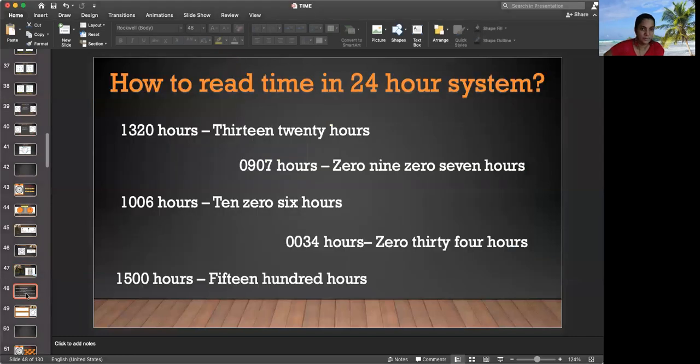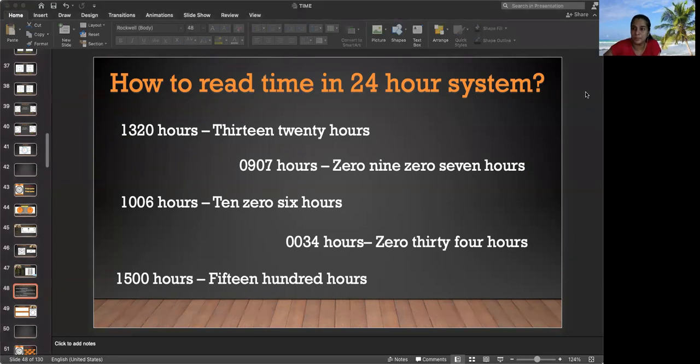So another important thing is reading the time in the 24-hour system. There are some examples here. Let's go through them. Hold on, let me change this color. So you see here, the 13 shows the hours and the 20 shows the minutes. But you don't have to put any separation, a comma or a point, in between them. You write it out like a 4-digit number, and you must mention the word hours.